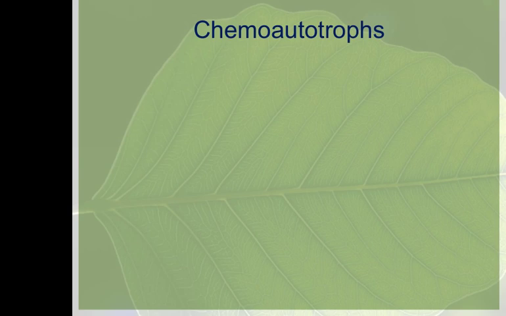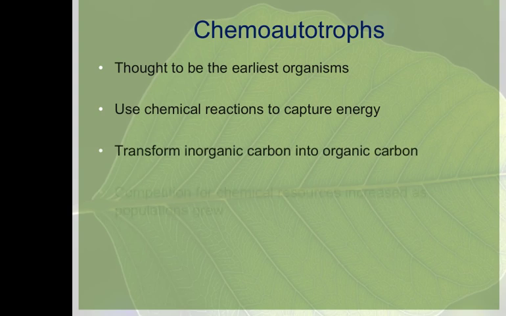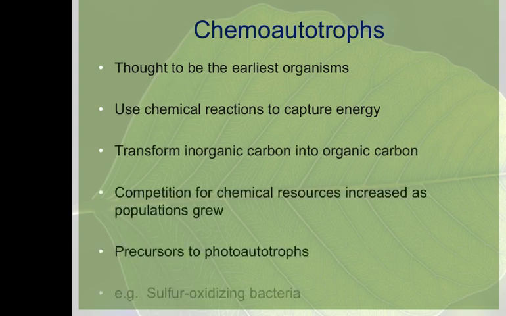Chemoautotrophs are some of the earliest organisms on the planet. They transform inorganic carbon to organic carbon through chemical reactions. But one thing that we know from the study of ecology is that if there is competition for a limited resource, organisms will turn to alternate resources. What better, more abundant source of energy is there on the planet than the sun?